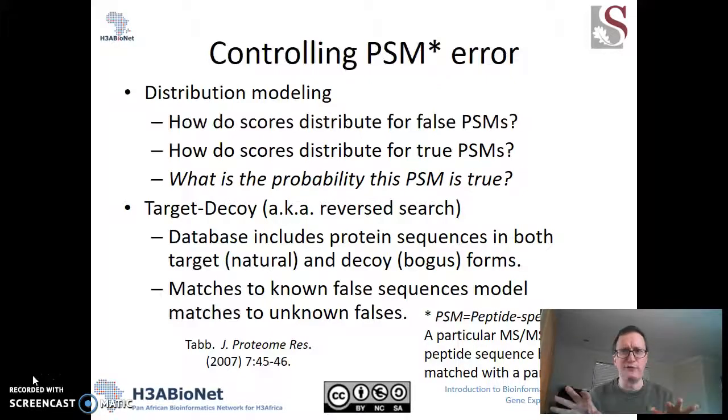There have been two general broad approaches that have been used in this case. One is a distribution modeling approach that attempts to say, what is the probability that this individual PSM, this individual peptide spectrum match, is right? This is something that was produced most prominently in the PeptideProphet model that you can read about. I didn't include the citation, but it's cited in the paper mentioned here.